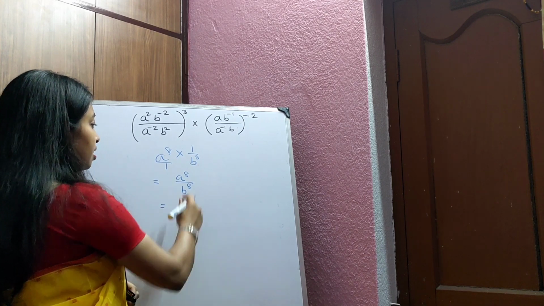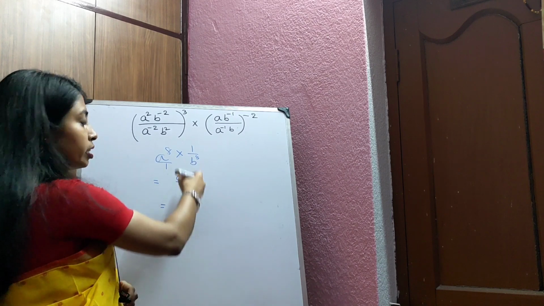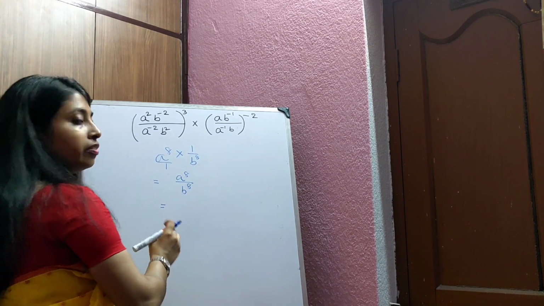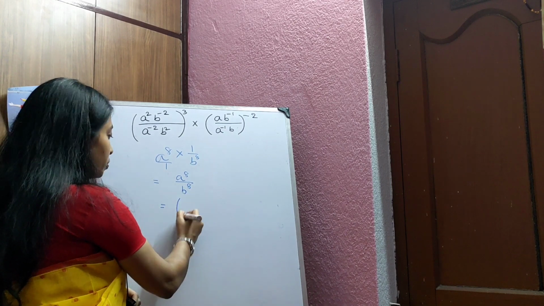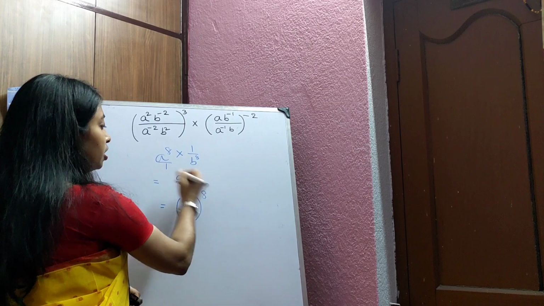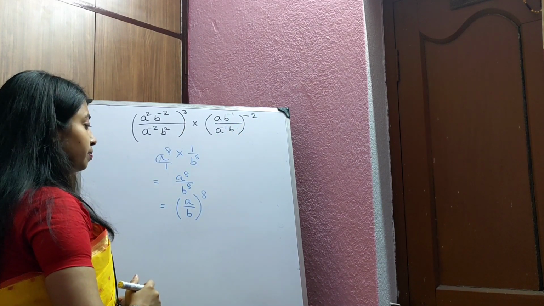This can be written as, here we have a to the power 8, here we have b to the power 8, the powers are same, the bases are different. So instead of writing individually, we can take it in a common bracket. We can write a divided by b whole to the power 8. This is the simple answer of this entire expression.